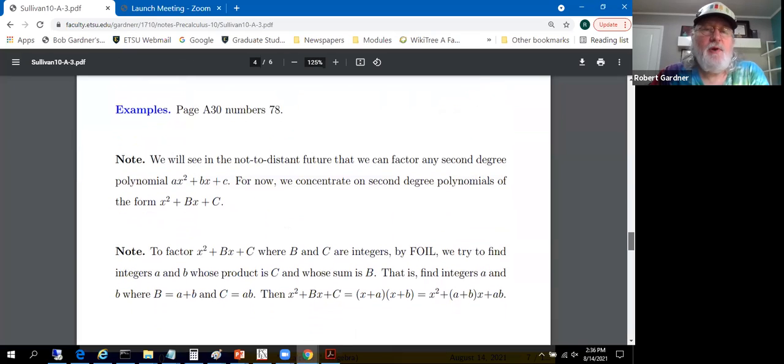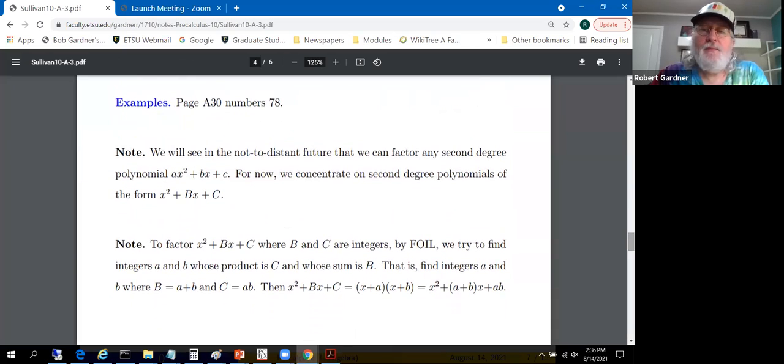Back to where we were. We'll see in a not too distant future that we can factor any second degree polynomial, ax squared plus bx plus c. How do you factor that? The quadratic equation. So we're heading in the direction of the quadratic equation. That's the reason for the use of the a's, b's, and c's.